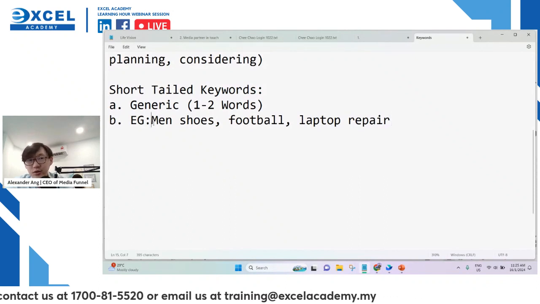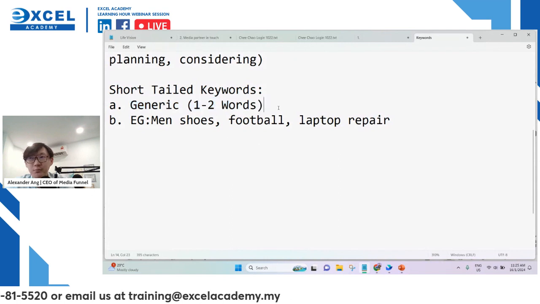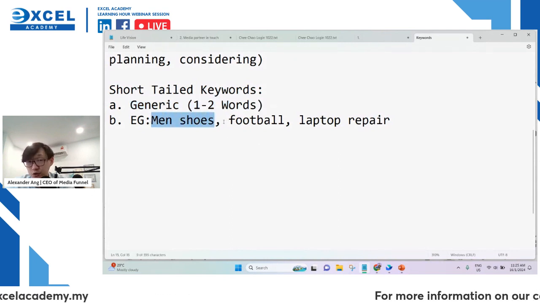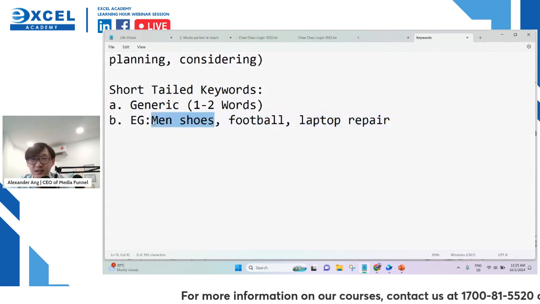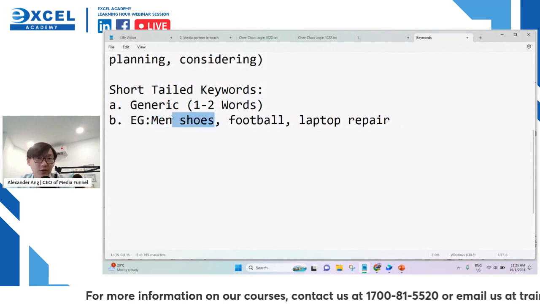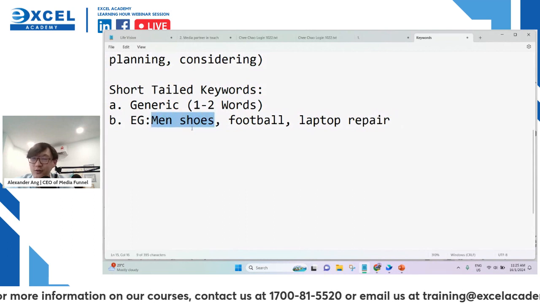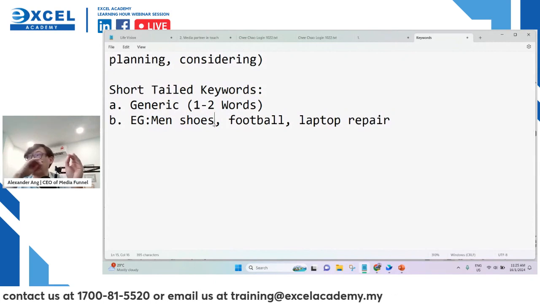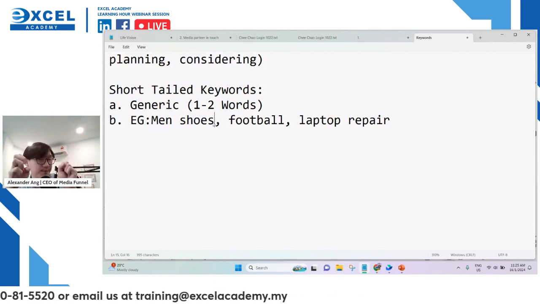Now, short tail keywords are generic. Usually, they may not be so specific. Example, men's shoes. Men's shoes, there's a lot of shoes, right? You have hiking shoes, you have sports shoes, you have sneakers, you have heavy construction types of shoes for men. There's different types of shoes. So the intention is a bit hard to catch.